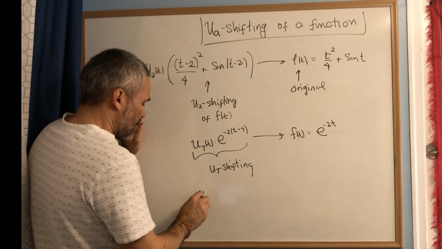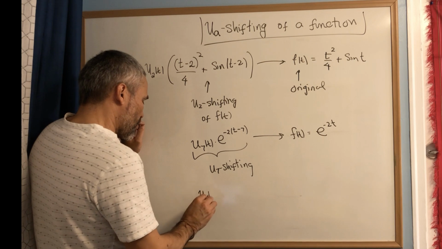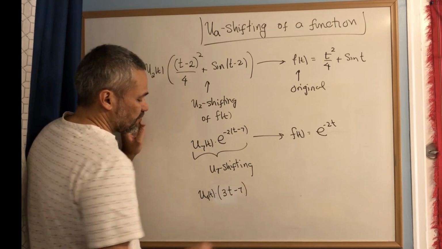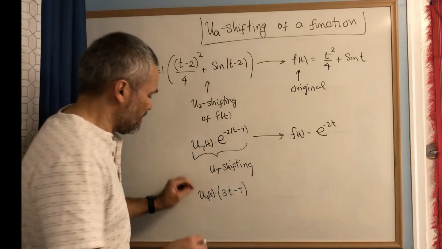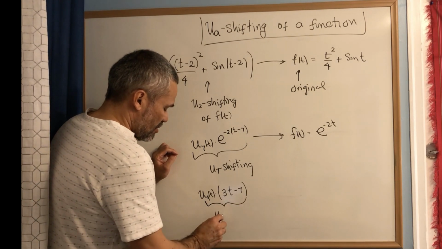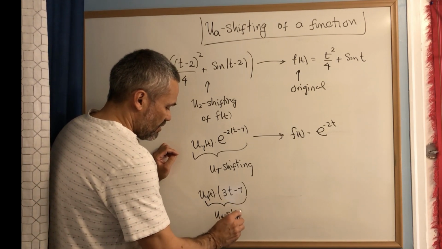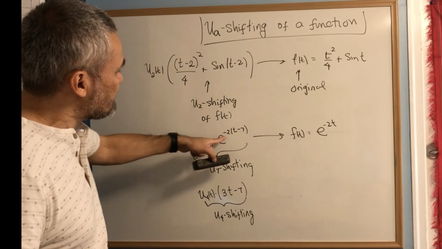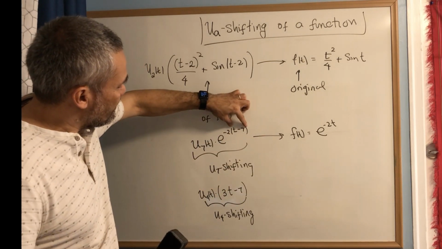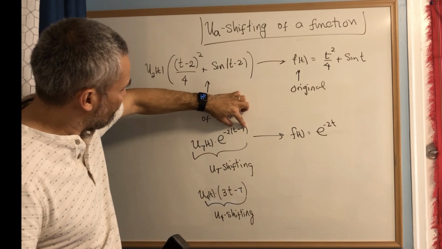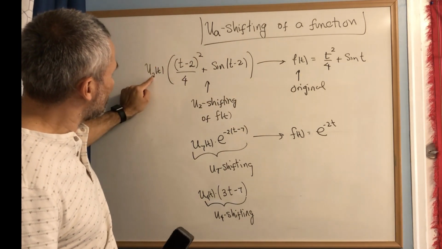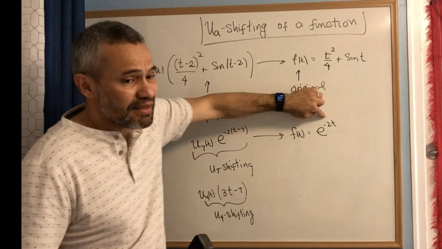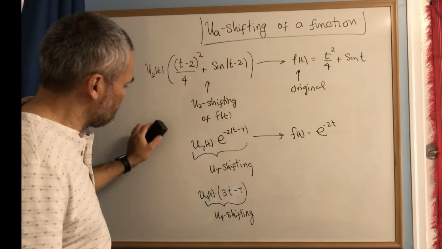Let me do one last example. What happens if we have u4 of t times 3t minus 7? How do we find the original? Let's suppose that this is the u4 shifting. What would be the original? Notice that it's easy to tell the original when everything is in a factor of t minus a. Like here we have t minus 2 and it was u2, and here it was u7, and here we have a factor of t minus 7. Then it's relatively easy, but what can we do here?